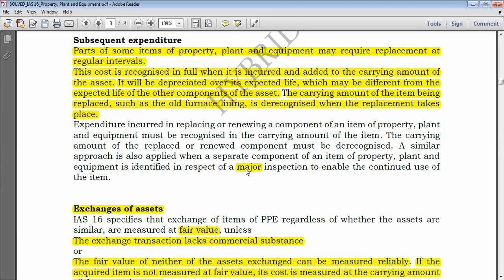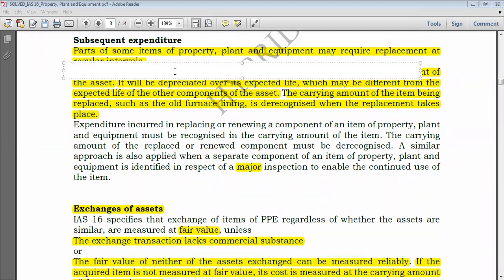Normally, if we repair an asset, we repair PPE, you usually expense that. But if it's a major repair, a repair that enhances the performance of the asset, or a repair that enhances the useful life of the asset, then we have to capitalize that.